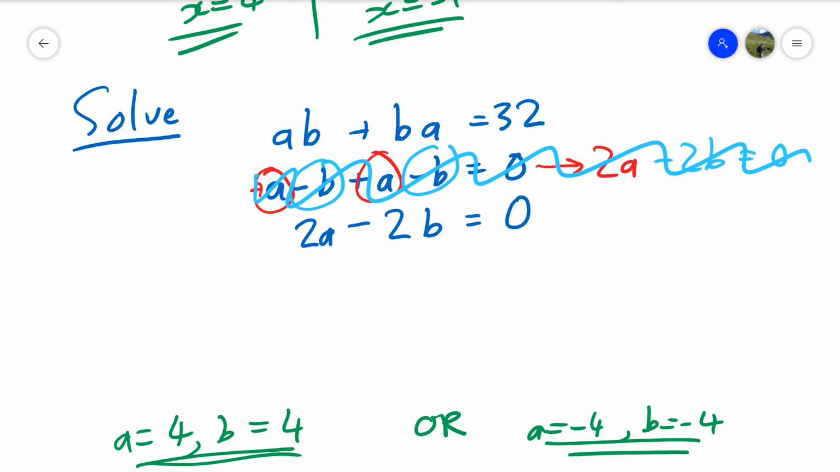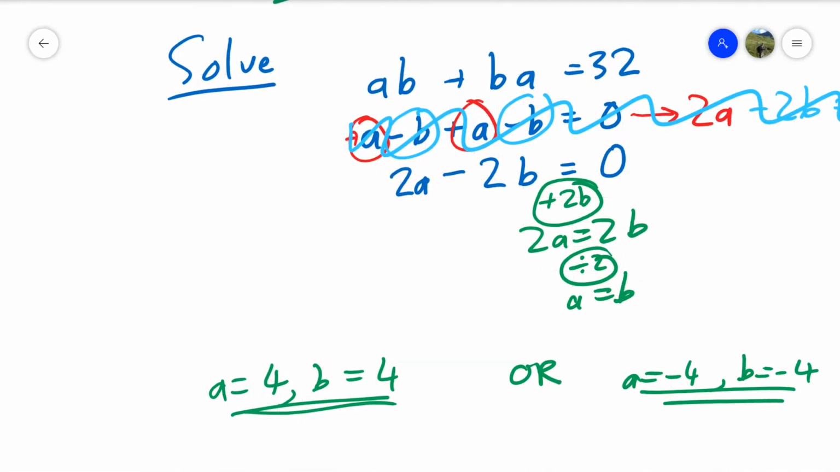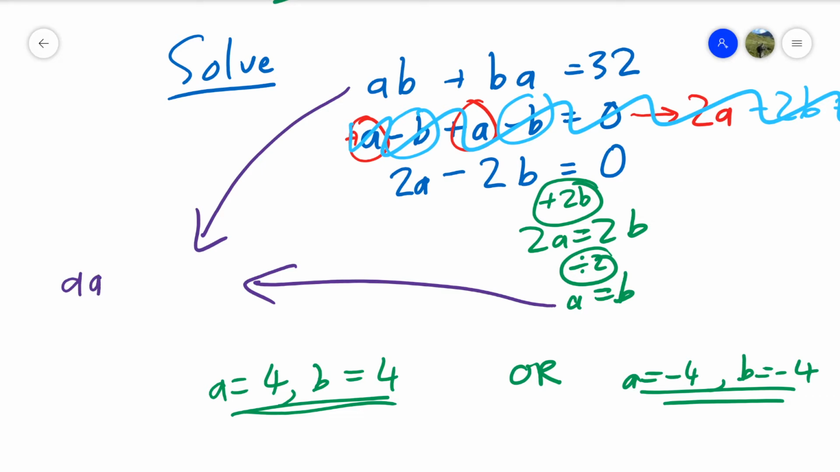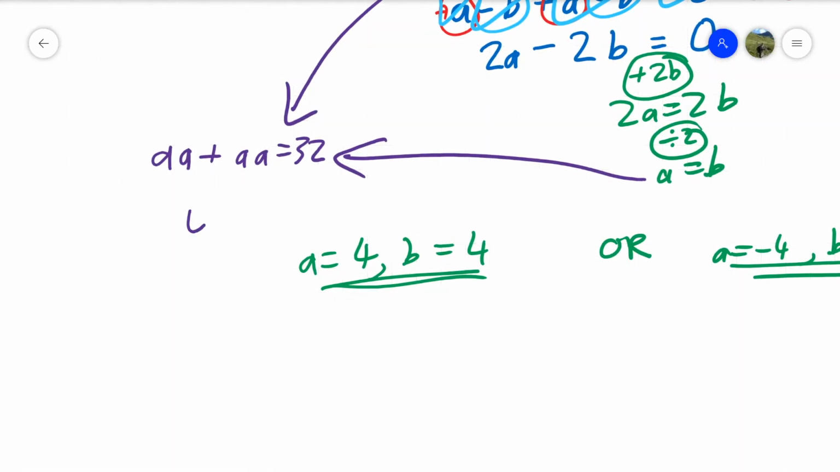Next thing. Well, what about if we take this equation and we add 2b to both sides? Then we get 2a equals 2b. Then we could divide by 2, and that gives us a equals b. Well, that's got to be useful, hasn't it? So now we could, let me find a new colour, we can take this, we could put it into here. So that then gives us a plus a equals 32.